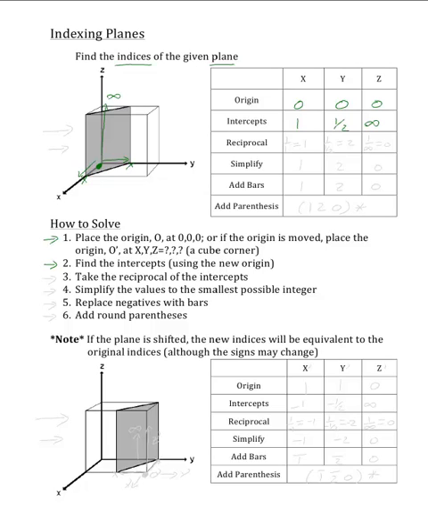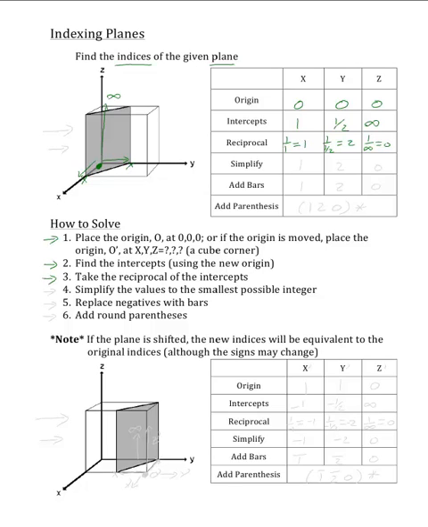Now the next step is to take the reciprocals of these numbers. So we will take 1 over the x-intercept, which is 1, and that will equal 1. We will take 1 over the y-intercept, which is 1/2, and that will equal 2. And finally, we will take 1 over the z-intercept, which is infinity, and that will equal 0.